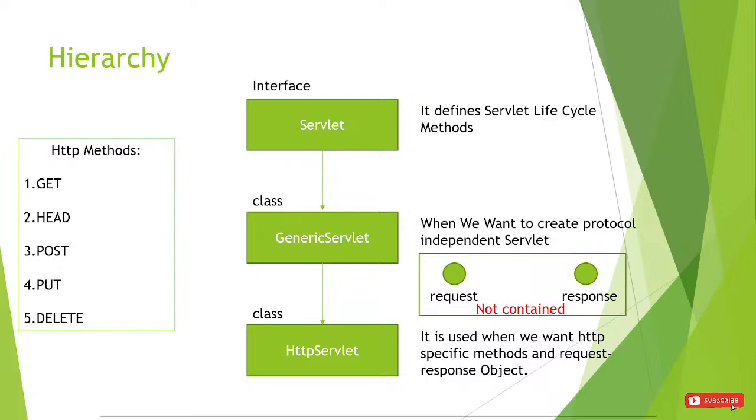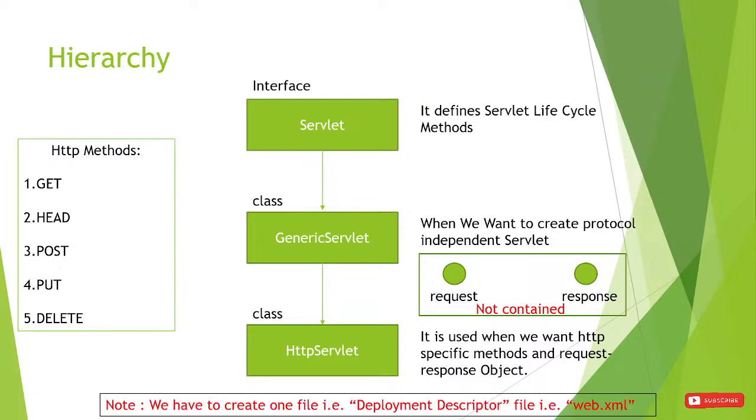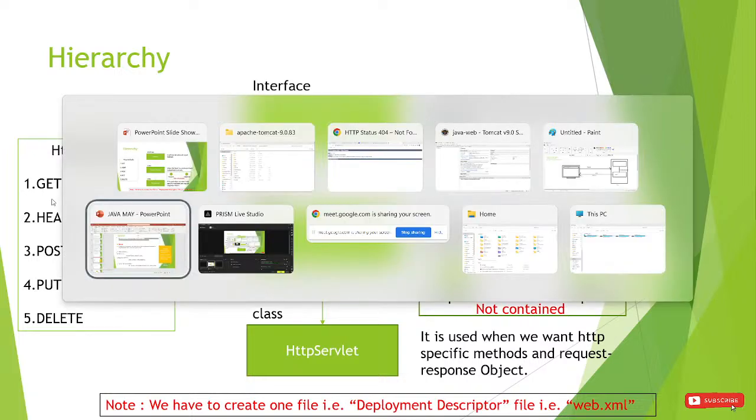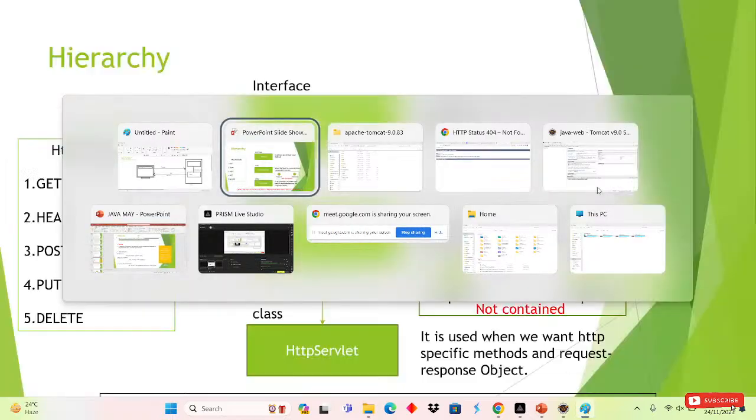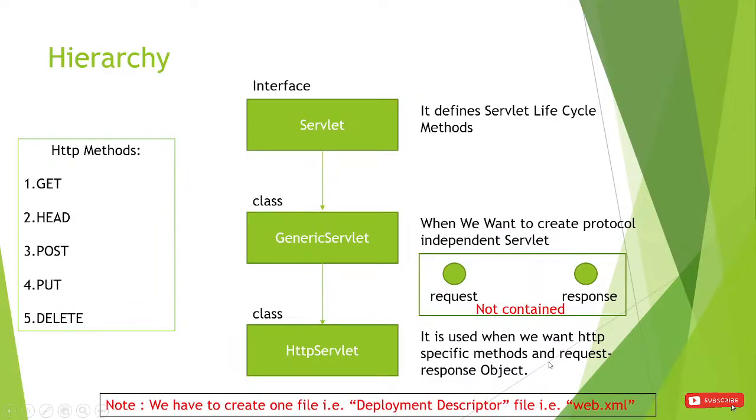Okay, after that, here we have to create one file, that is the deployment descriptor file. So what does this mean? If you are sending a request from here, suppose you come to the page, our request is coming from here and our servlet is here. If you want to map this request with the servlet, for that we simply use one file, that is the web.xml file.